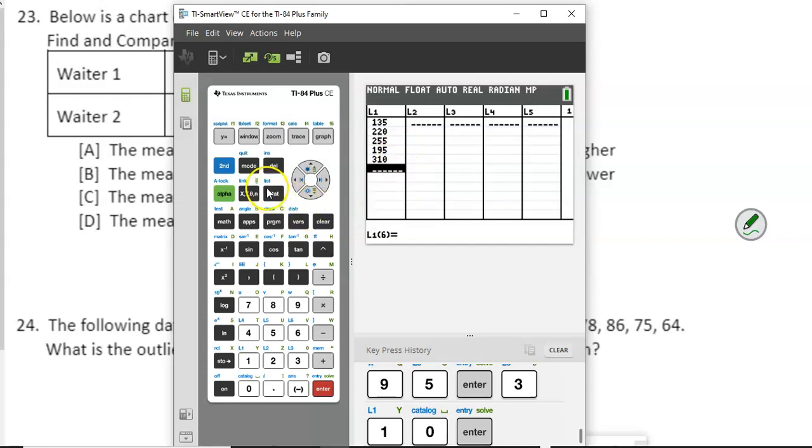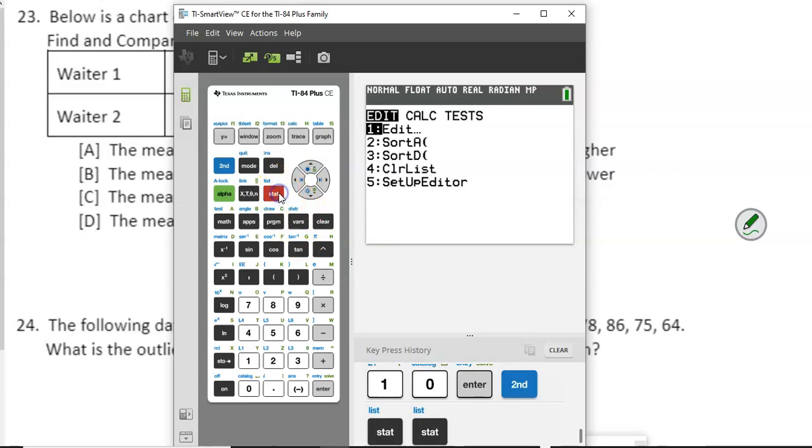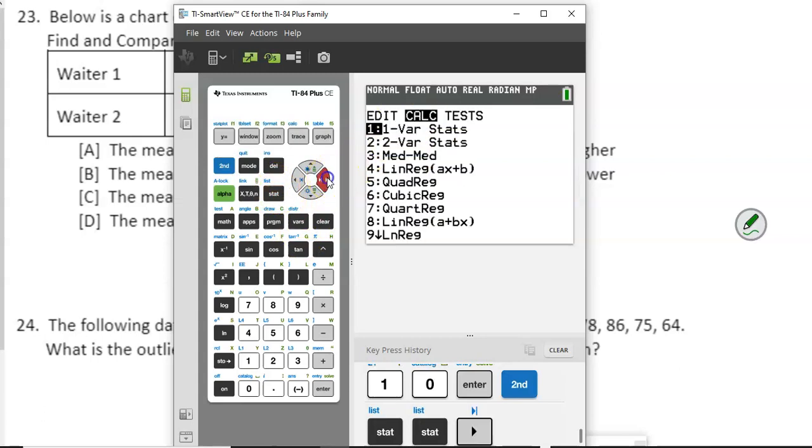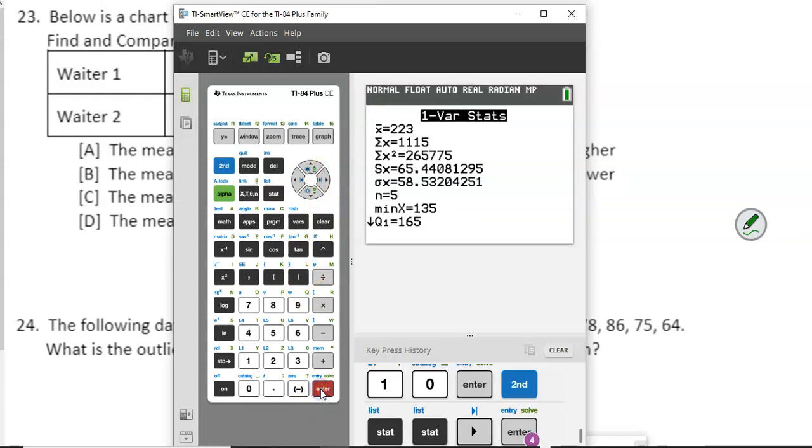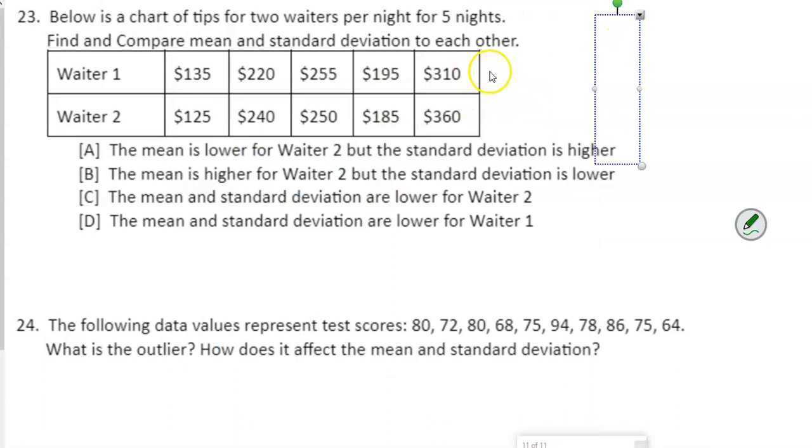And then we're going to go to stat again. Not second stat, but just stat. And over to calc. Click calc. And then we're going to go to one variable stats, okay? So you might want to write that down on your paper just to memorize it, okay? So here we're looking for our mean, which is the x with the line over it, and we're looking for our sigma, which is 58.53, okay? So we're going to put those back on here as our mean and our standard deviation. So our mean, for this set of numbers, was 223. Our standard deviation was 58.53.